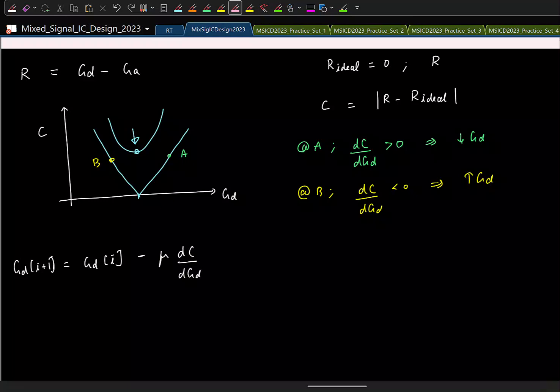If you choose a very small value of mu, it will take a very long time, but eventually reach it. If you use a large value of mu, what will happen? It will oscillate. You might reach close enough to the optimal value, but keep oscillating around it. So this is a speed-accuracy trade-off. In practice, you can use a large value of mu initially to get closer, and then reduce it so that you reach the exact value. This is basically called gradient descent.